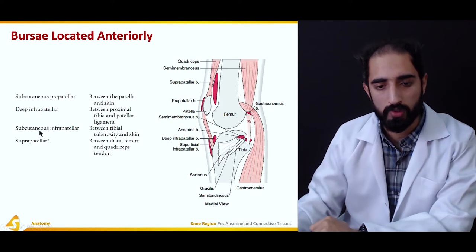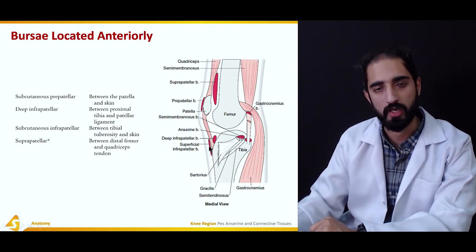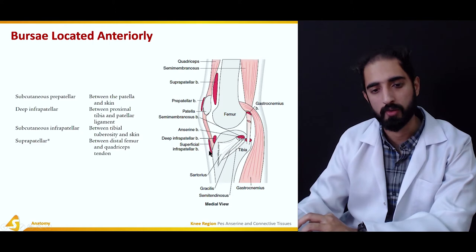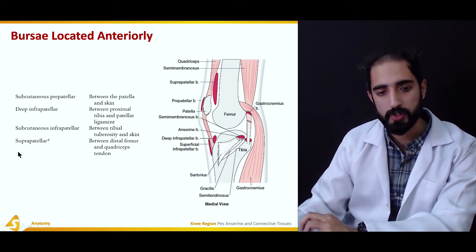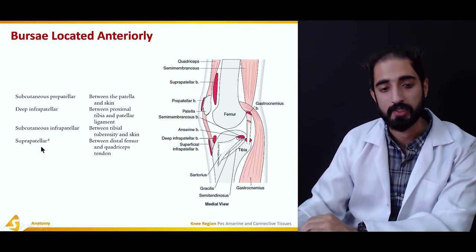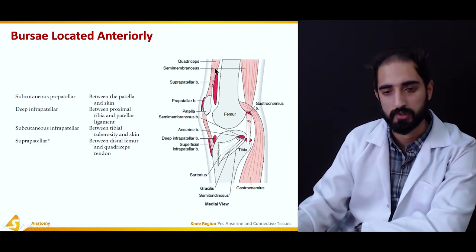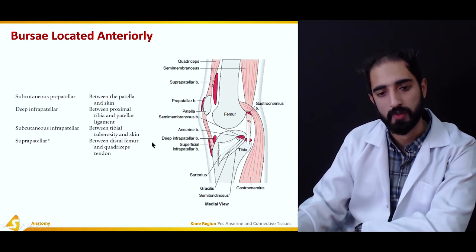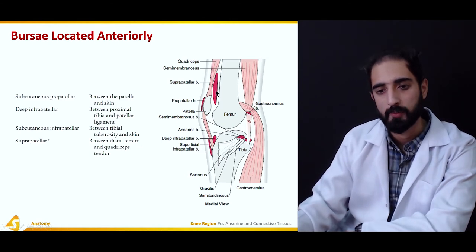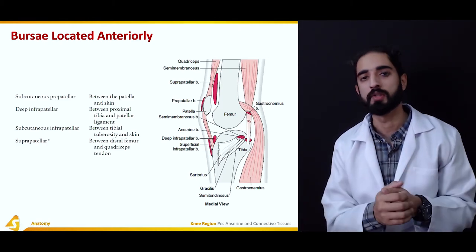Then is the subcutaneous infrapatellar bursa, also known as the superficial infrapatellar bursa. This is located between the tibial tuberosity and the skin. Suprapatellar, as the name suggests, is located above the patella but beneath the quadriceps tendon or the muscle, and this is between the distal femur and quadriceps tendon. And one special property of this bursa is that it is continuous with the joint space of the knee joint.